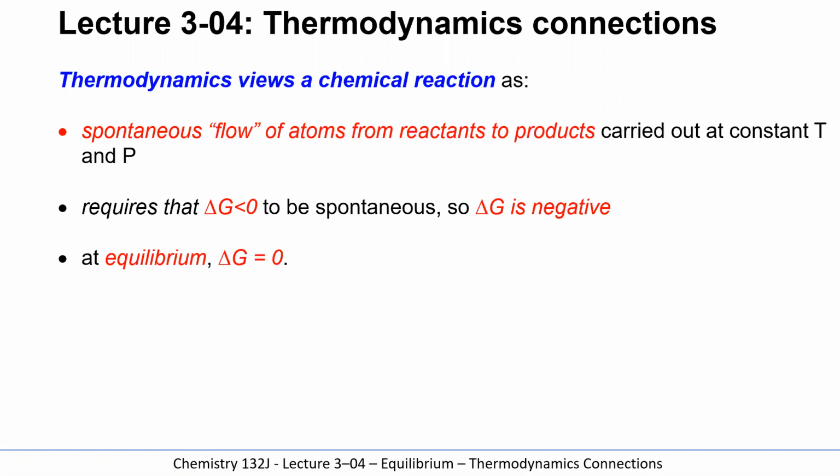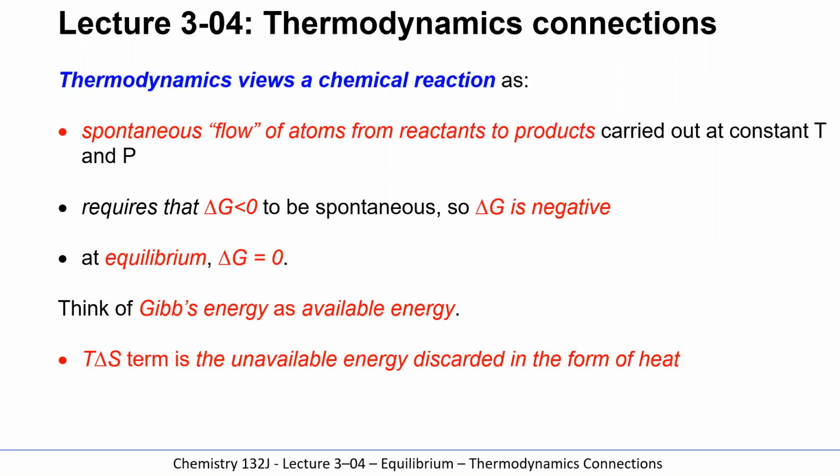Now, at equilibrium, when no energy is flowing in or out, the system is in balance, delta G is equal to 0. So think of Gibbs energy as energy that's available in a chemical process to actually do work. And think of the temperature multiplied by the change in entropy. Entropy, again, is the randomness of a system.